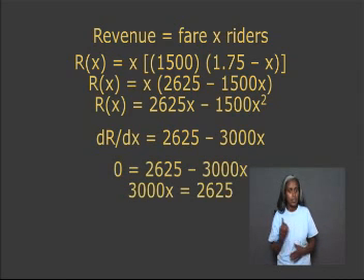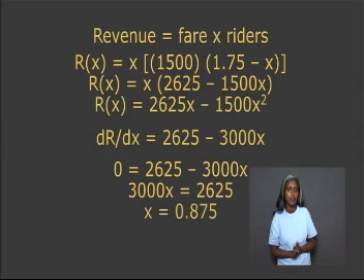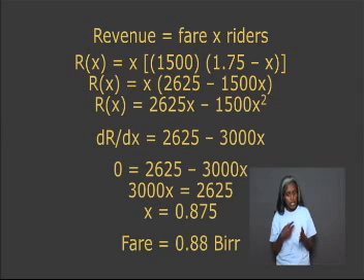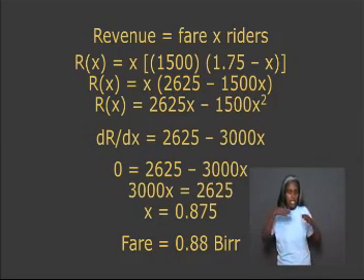We then set the derivative equation equal to 0 and solve for x. X is equal to 0.875. Therefore, the fare is 0.88 bir if we round up. This is the fare to be charged in order to maximize revenue in this case.